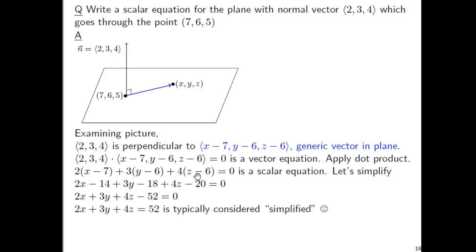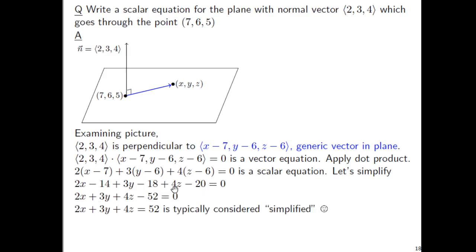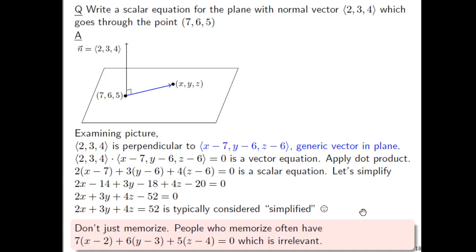And that's really it. I mean, that's a scalar equation. We could simplify by distributing and collecting the constants together. If we want it to look kind of nicer, we could add 52 to both sides. This is typically considered simplified, but in some sense, getting to this step is really the goal right there. So please don't memorize.